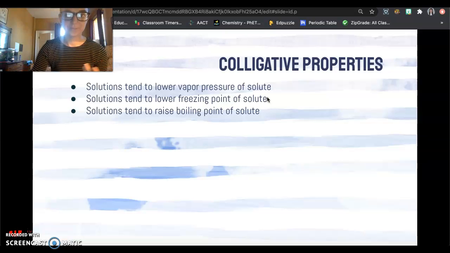On the opposite end, it tends to raise the boiling point of that solvent. So if you're boiling water and you add salt, the water is going to be hotter than 100 degrees Celsius when it actually boils. Okay?